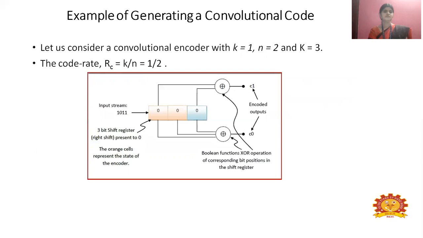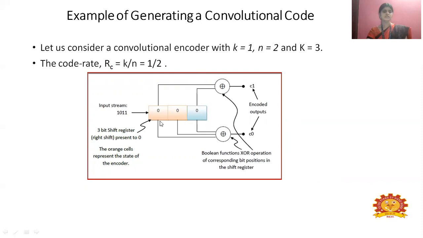Examples for generating the convolutional code. Let us consider the convolutional encoder with k equal to 1, n equal to 2, and capital K equal to 3. The small k equal to 1 refers to the number of bits given as input to the shift register. Here n equal to 2 refers to the number of bits of the code word. So the code rate is given by k by n, which is equal to 1 by 2.